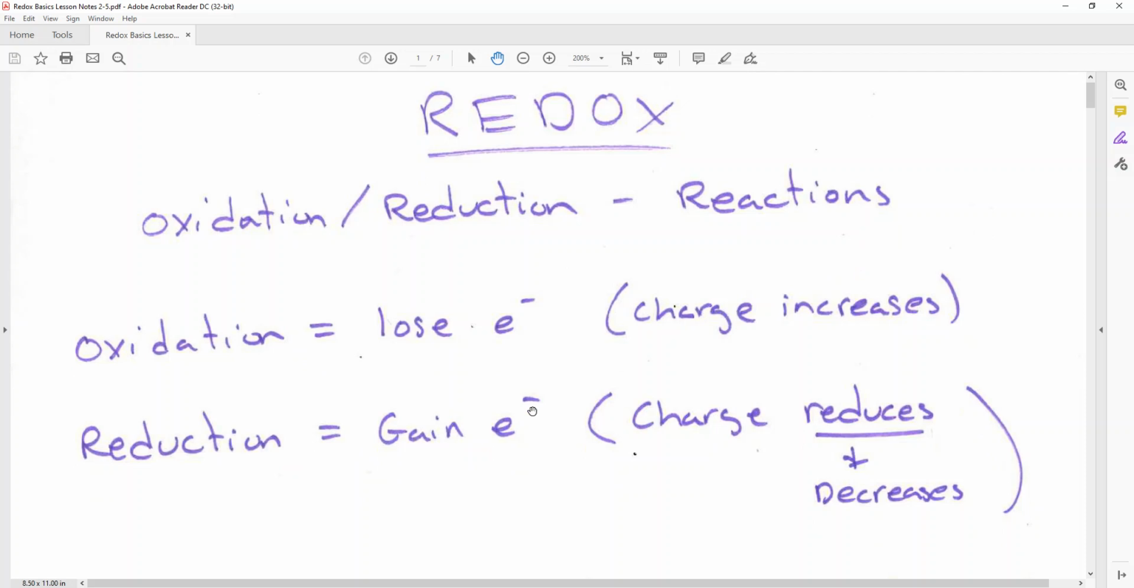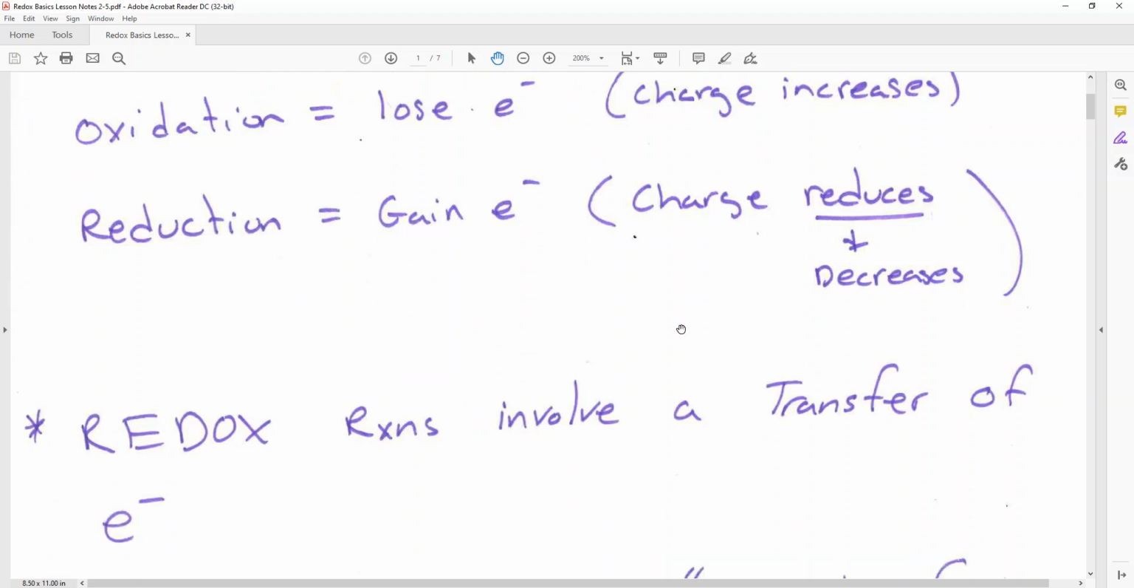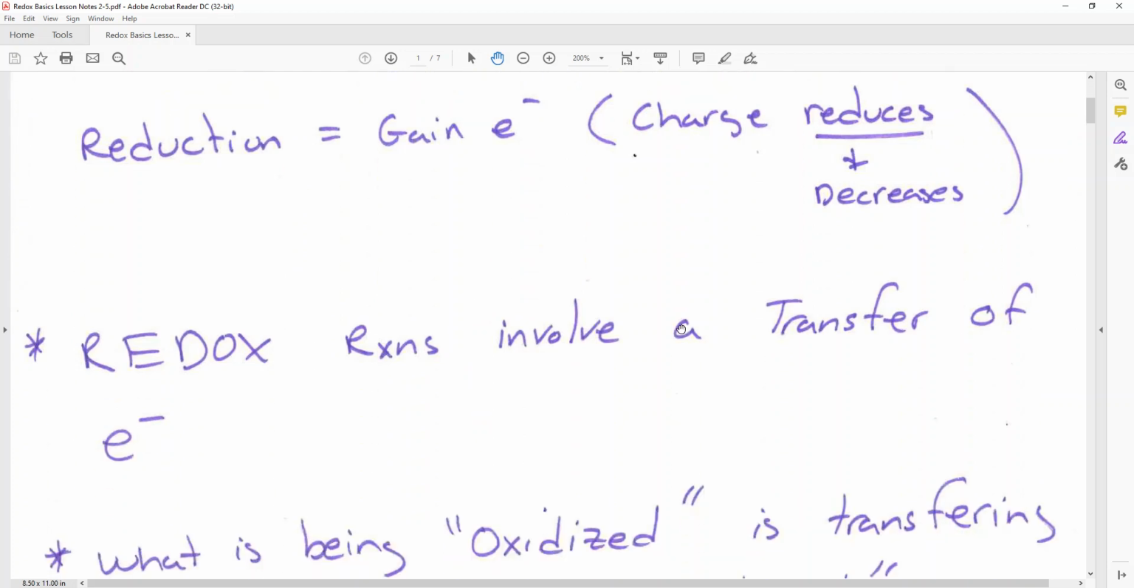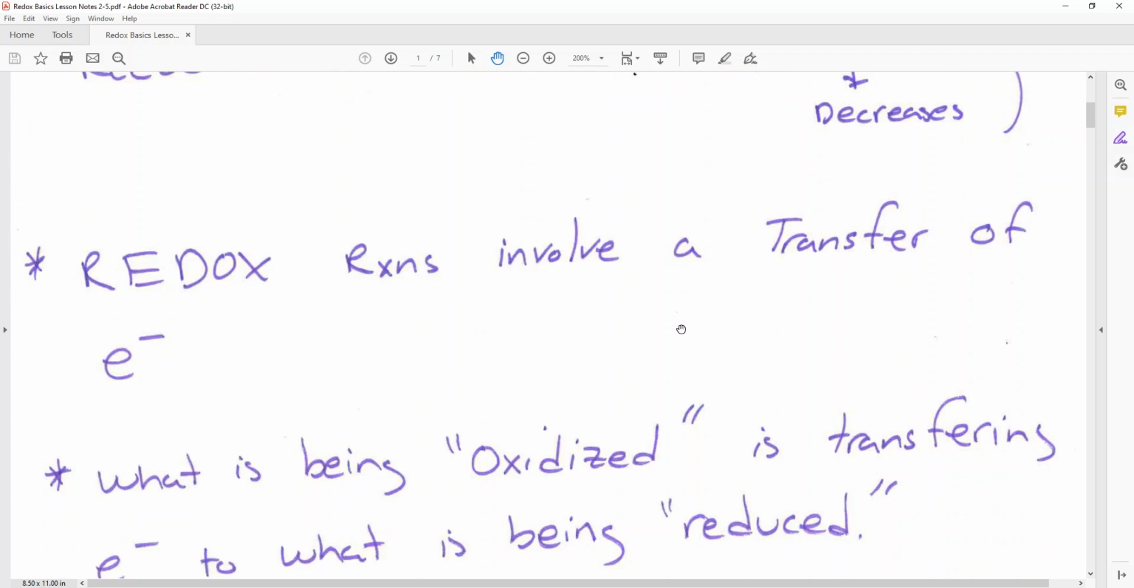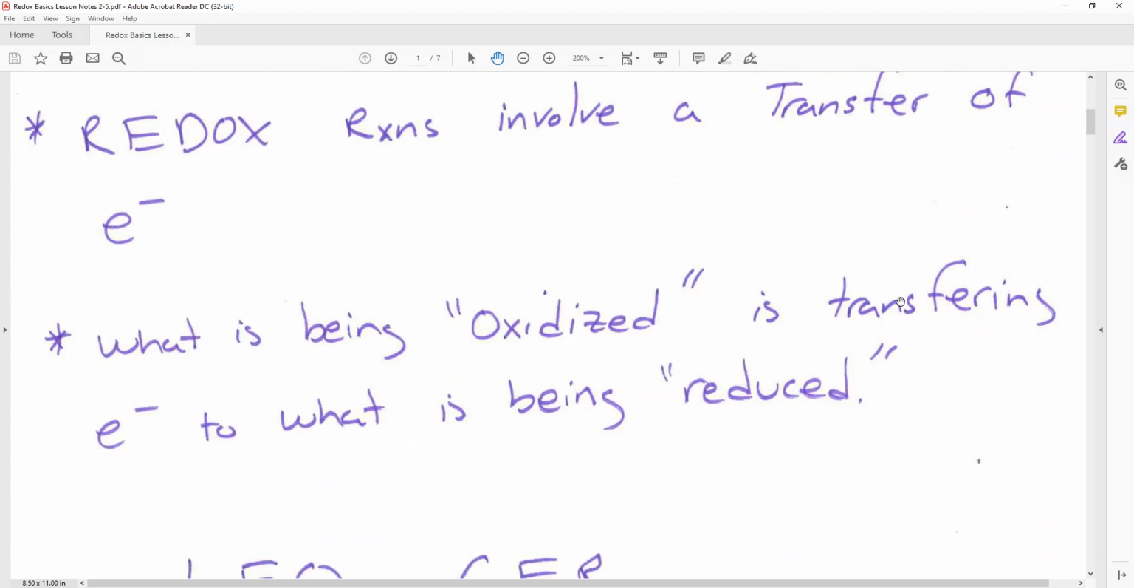So why do we call gaining electrons reduction? Because the charge reduces as you gain electrons. So what is reducing when you gain electrons? The charge. Okay. Oxidation just means you've lost electrons. What is that going to do to your overall charge? It's going to increase. Okay. All right. So again, redox involves the transfer of electrons. Okay. What is being oxidized is transferring its electrons to what is being reduced.